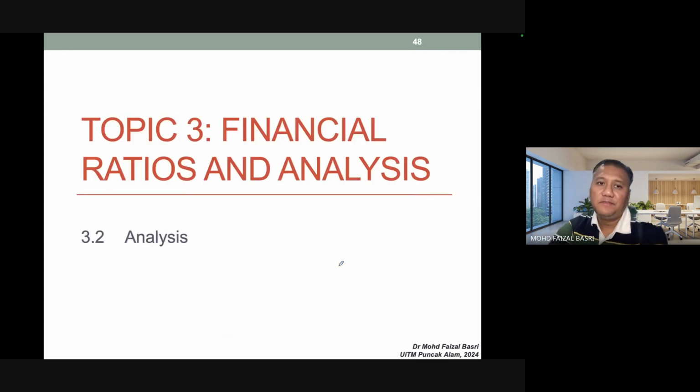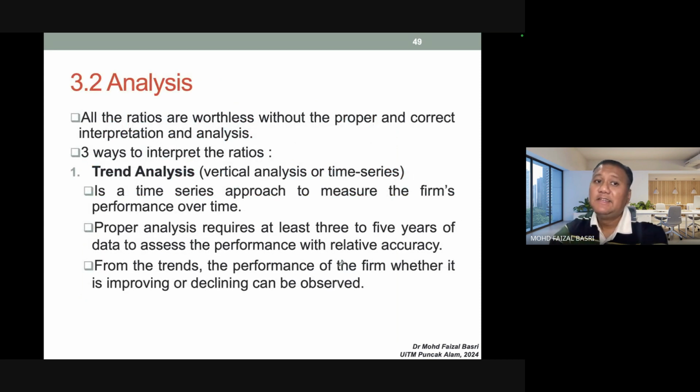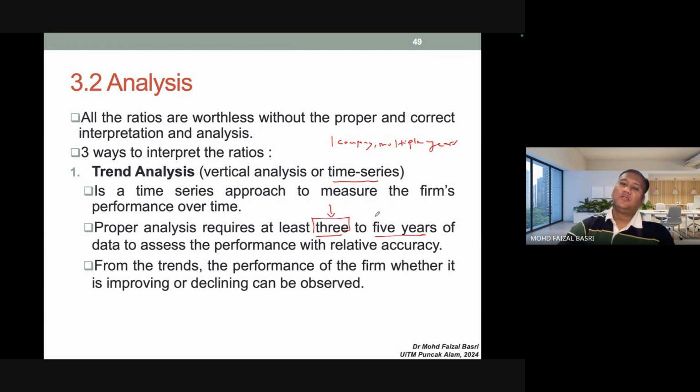So to wrap up the remaining 5 minutes ni, financial ratios ada cakap tadi, kita ada 3 jenis. First is trend analysis to compare the time series. So in short, it is one company, multiple years. Okay, at least 2, dalam ni dia kata at least 3 to 5 tahun. So expect this to be your benchmark untuk your assignment lah. Assignment akan memerlukan you cari 3 tahun punya data. Okay, tapi this is based on one company.